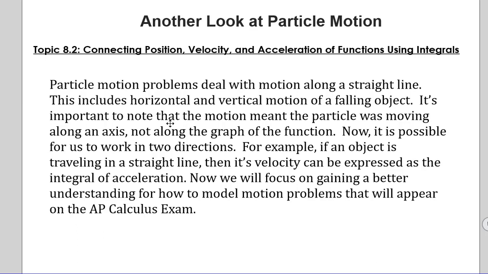So it's important to note that the motion meant the particle was moving along an axis, not along the graph of the function. Now it is possible for us to work in two directions. For example, if an object is traveling in a straight line, then its velocity can be expressed as the integral of acceleration. Okay, think about that, right? If we have acceleration, then we can use it through integration to come up with velocity. So now we will focus on gaining a better understanding of how to model the motion problems that will appear on the AP Calculus exam.